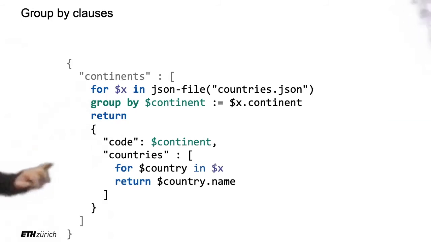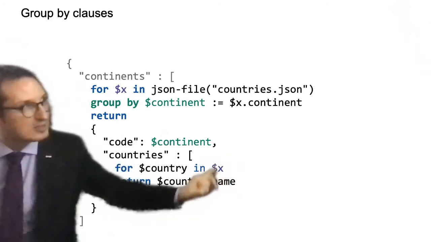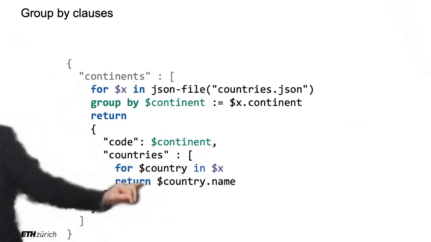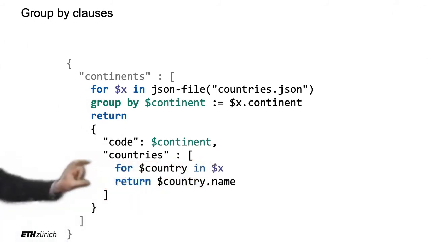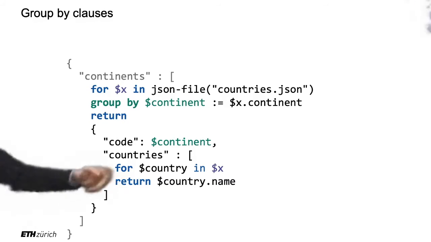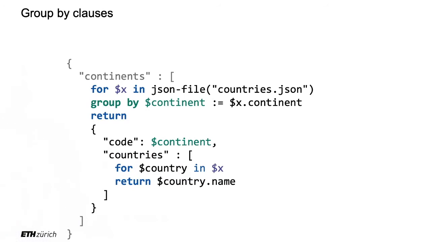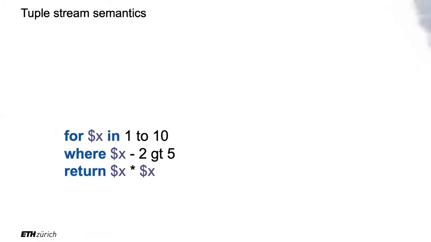And then for every such group, you return the grouping key, continent, and then the countries. And again, $X is the sequence of countries for that continent, and you iterate. So here I was fancy, you actually didn't need that. You could have just written $X.name, right? But I just wanted to show you a nested FLWOR. That's the reason I did that. So you can iterate again on the countries within that continent, returning the name. For whom is that clear? This is what it returns, right? Who understands that this query returns that? Okay, very good.